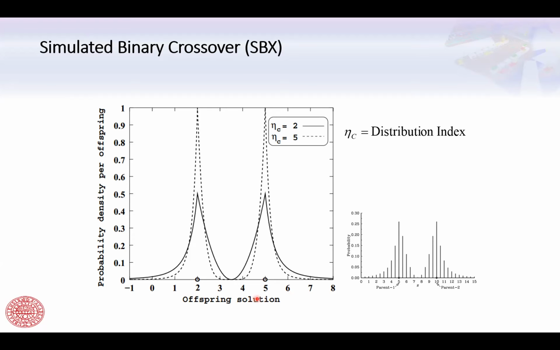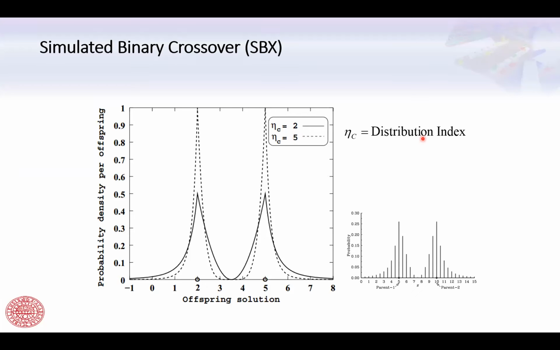So the chance that you will select a solution will be covered by the graded area, or the area covered by the probability curve here. So he used polynomials to define this shape here. And then you have another parameter called lambda, and this lambda parameter is called a distribution index.